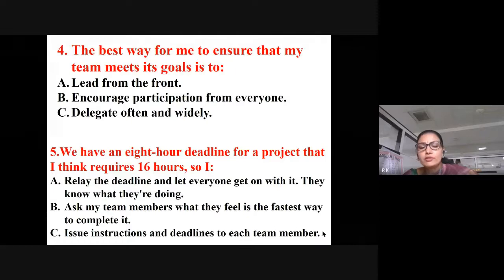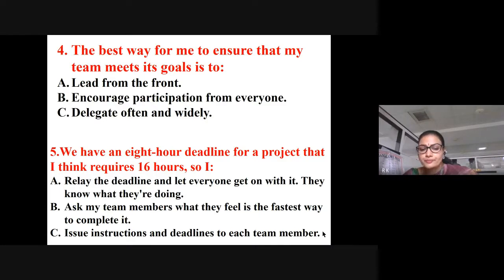Okay. Moving on to the fifth question. We have an 8-hour deadline. The deadline is only for 8 hours, but for a project, I think, personally, that it would require 16 hours. So what would I do? A is I relay the deadline and let everyone get on with it. They know what they are doing. So I keep making them put it into practice, keep them doing it again and again. Though it is for 16 hours, the target time that is given to me is for 8 hours. Somehow I'll have to manage this.